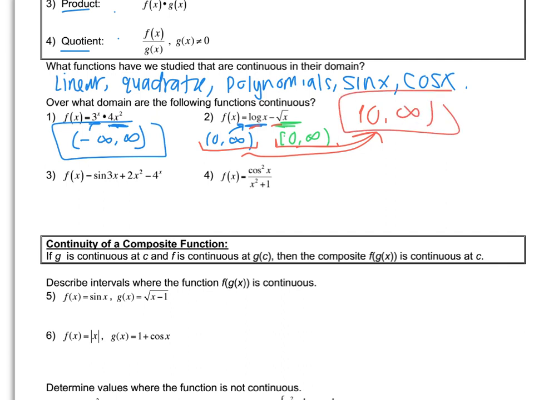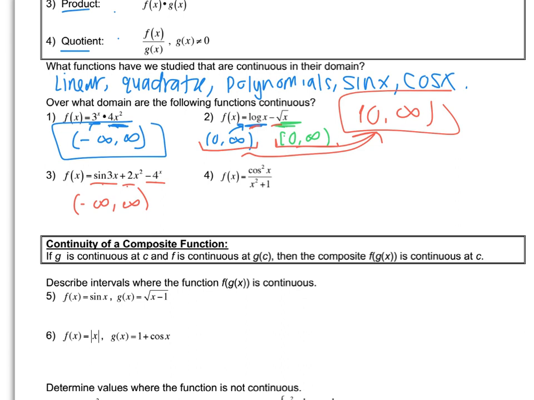In number 3, we see a few different functions as well. We see the sine of 3x, 2x squared, and negative 4 to the x. So each of these 3 individual functions are all continuous over the entire set of real numbers. So their combination is also continuous from negative infinity to infinity.